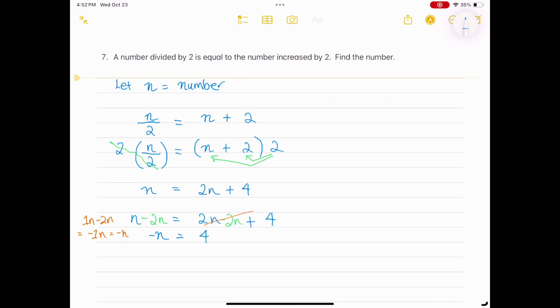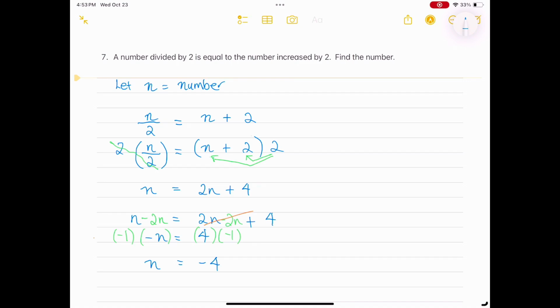We can multiply both sides of the equation with negative 1. And you see that when we do that, negative 1 times negative n on the left-hand side equals n by itself. And on the right-hand side, 4 times negative 1 equals negative 4, which gives us n equals negative 4.